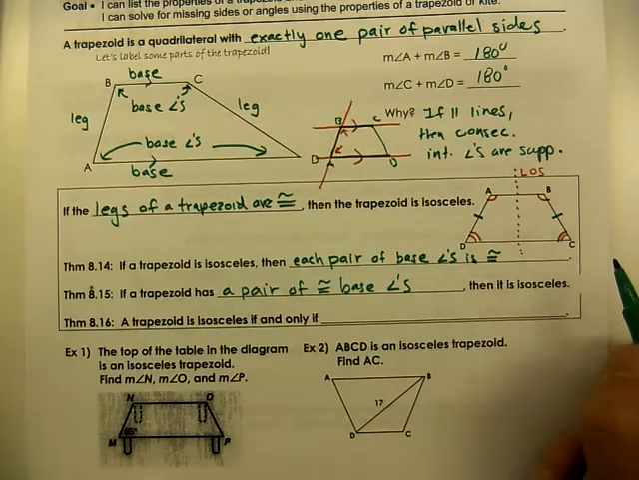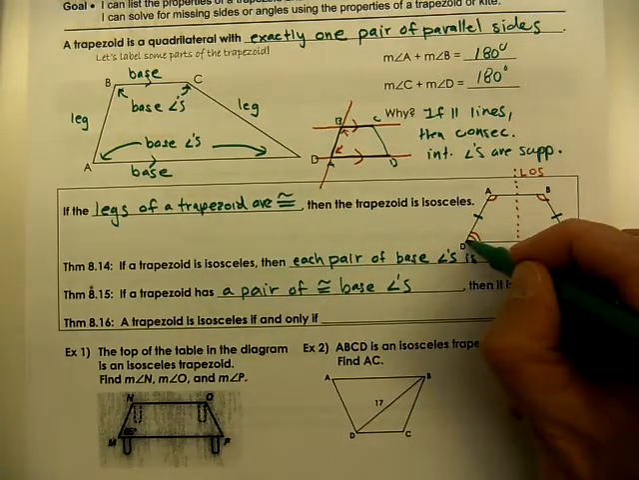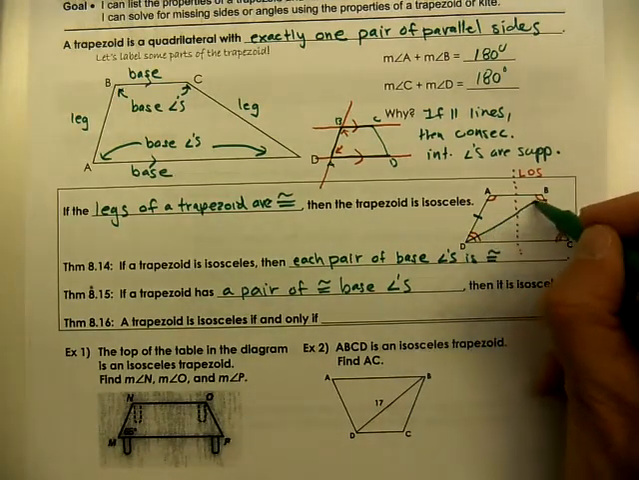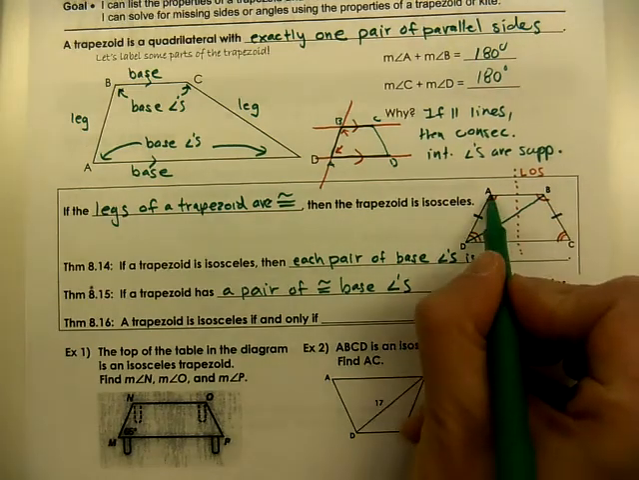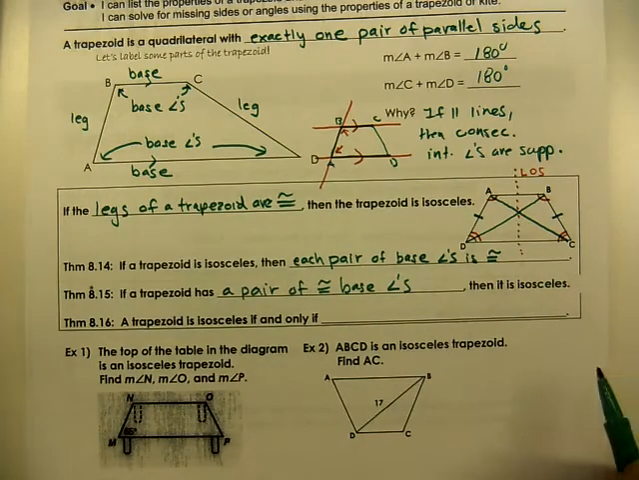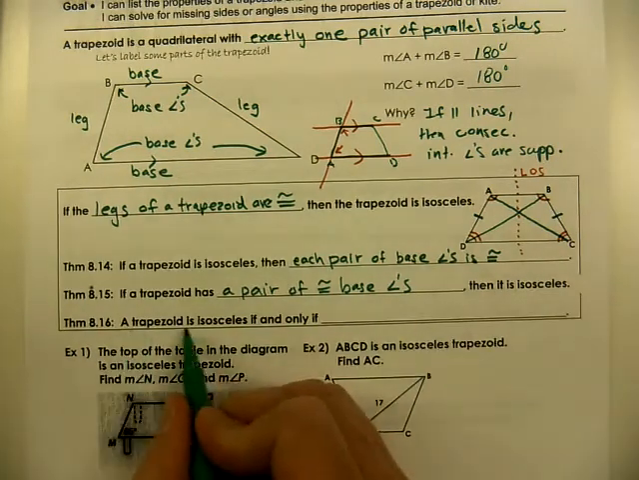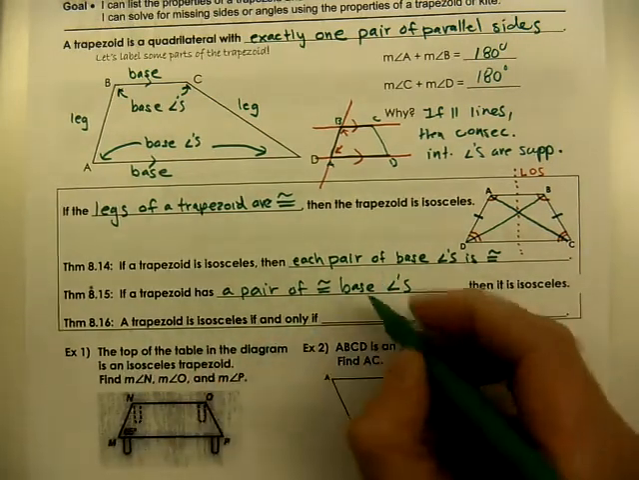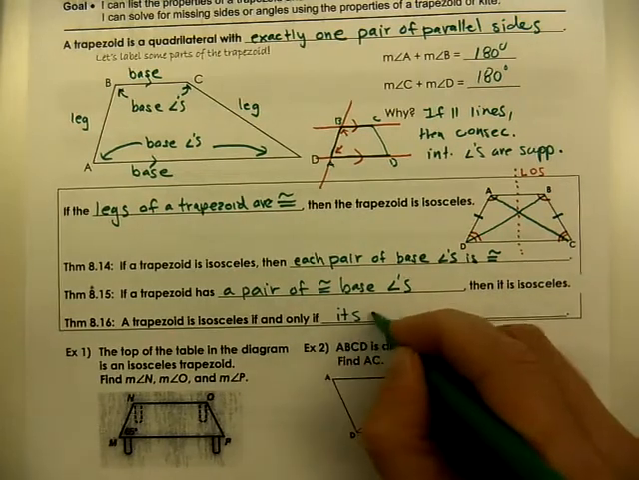And lastly, let's think about the diagonals here. There's a diagonal. There's another diagonal. They look to be the same size. Yeah, they are. A trapezoid is isosceles if, and only if, its diagonals are congruent.